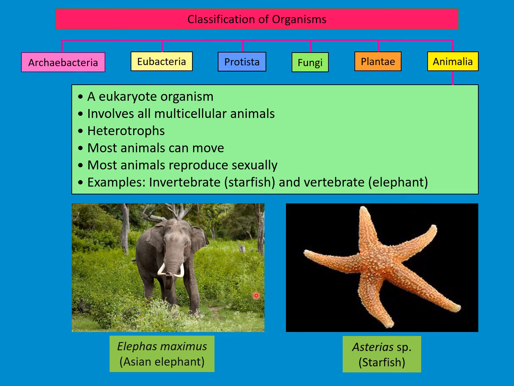The last kingdom is Animalia. Animalia is a eukaryote organism, involving all multicellular animals. All Animalia are heterotroph. Most animals can move. Most animals reproduce sexually. An example of an invertebrate is the starfish. The scientific name is Asterias. And for vertebrates, elephants. The scientific name is Elephas maximus.